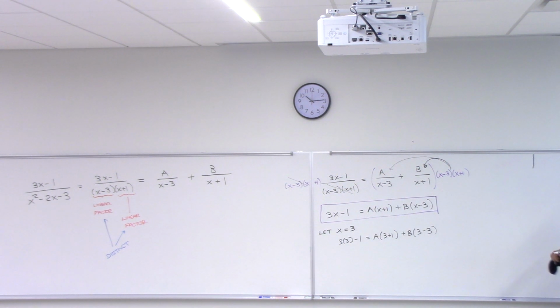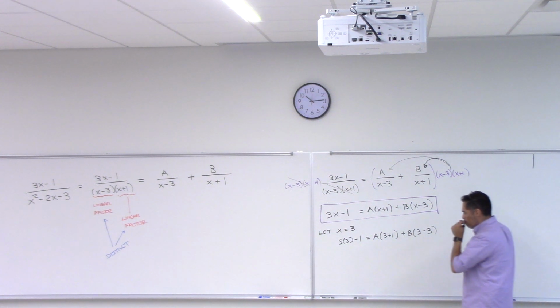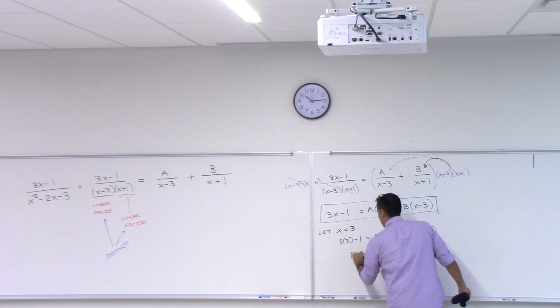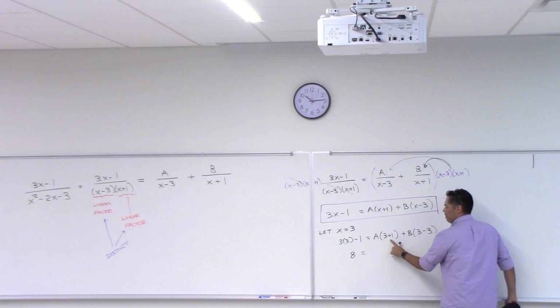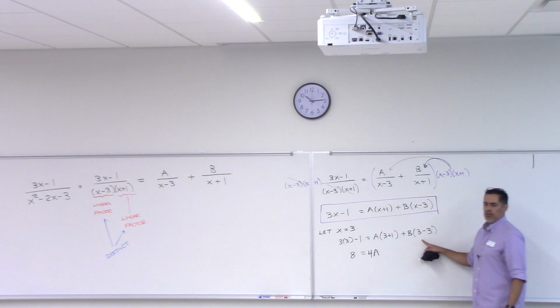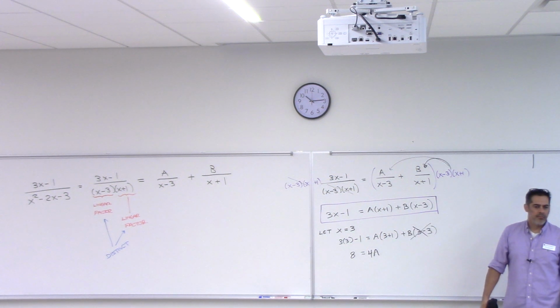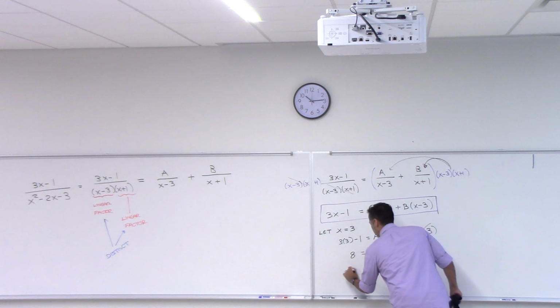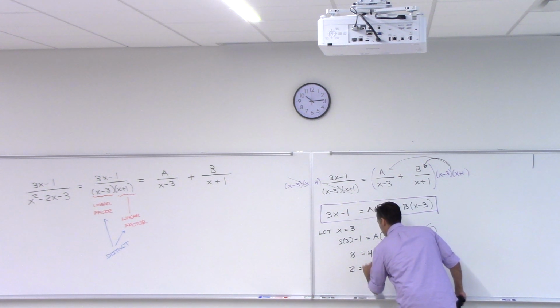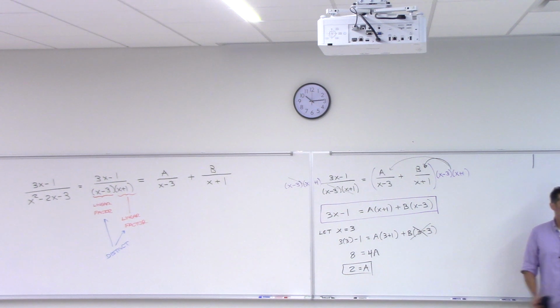I let x be 3, and what do I get on the left side? 8. And then this is a times what? 4, so 4a. And then this over here is 0, right? So what's a? 2. Okay, I've got one of the 2 unknowns, right? Now I need to go figure out what b is.